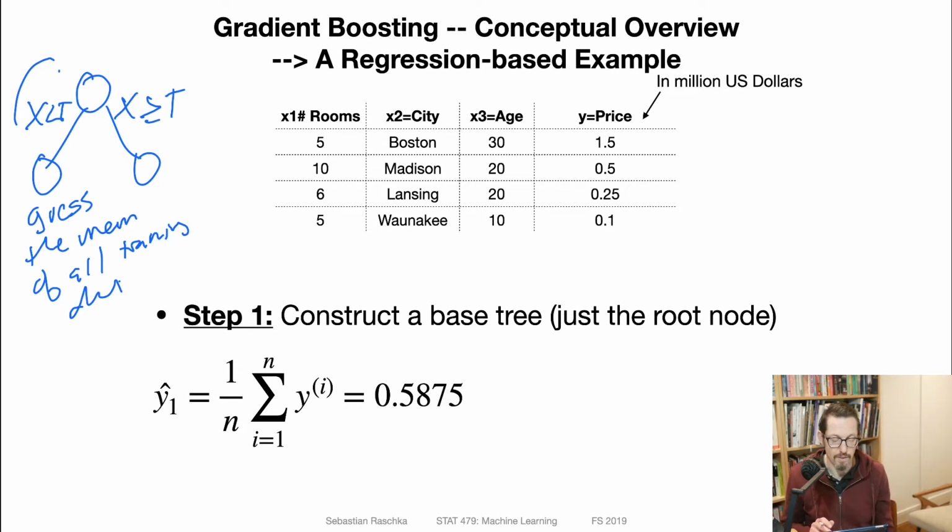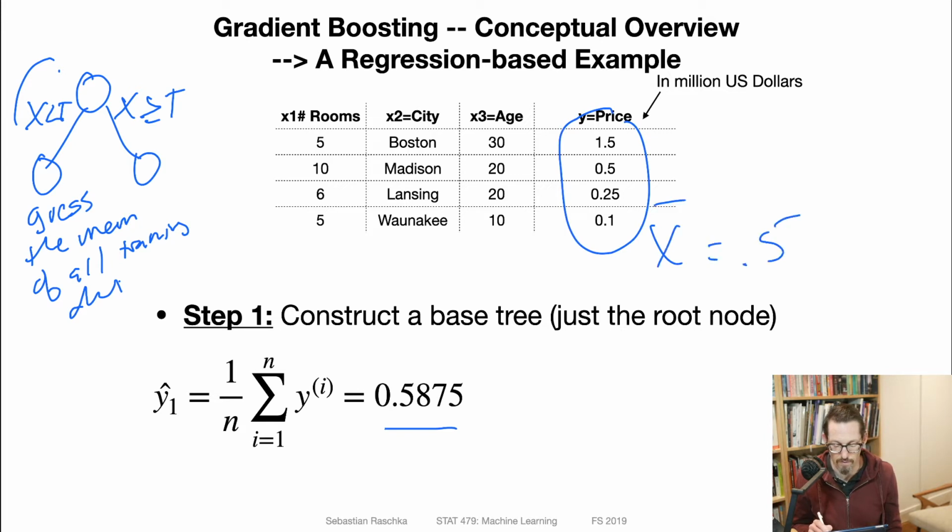Okay. So when we start with a root node, just the first element of a tree, all we're going to do is guess the mean of the entire data set. So the mean of all this is 0.5875.